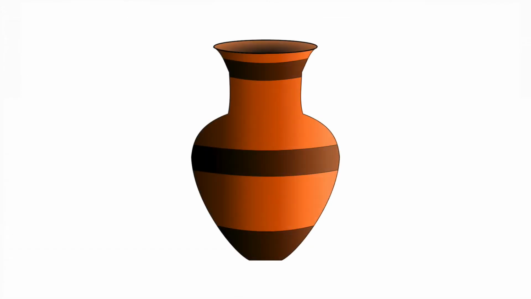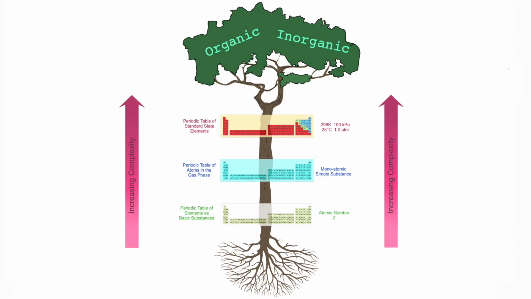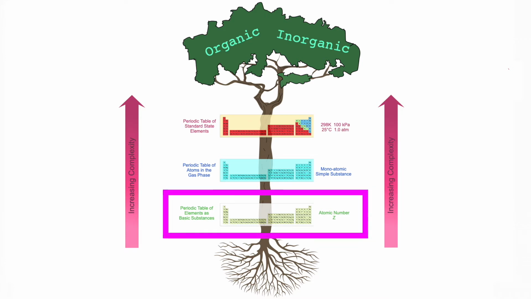Let's ask the question, is the periodic table fractured? So let's go back to the diagram with the periodic table tree metaphor, and we can see that actually at least 3 periodic tables. First, we have the periodic table of elements as basic substances. This is a philosophical idea. These are the idealized, the transcendental elements.